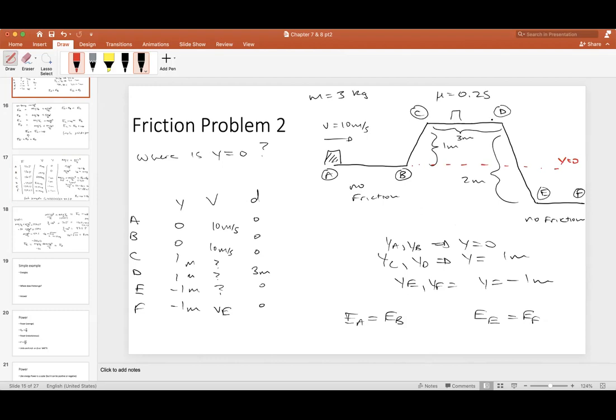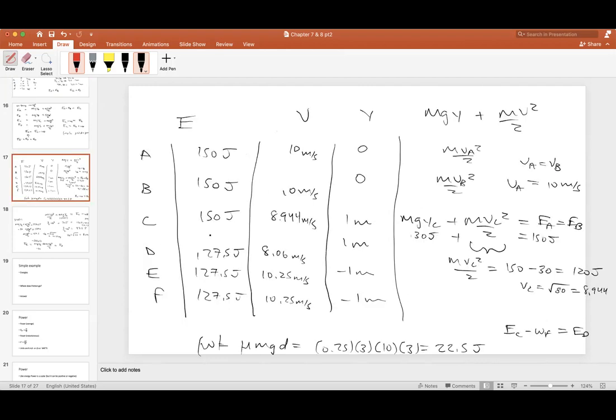It passes from C to D, and it loses energy due to friction. And that energy is lost for good. So once it goes from C to D, it loses 22.5 joules. And for the rest of its motion, it only has 127.5 joules available, period. That energy that was lost to friction is lost forever for the rest of the problem, right?